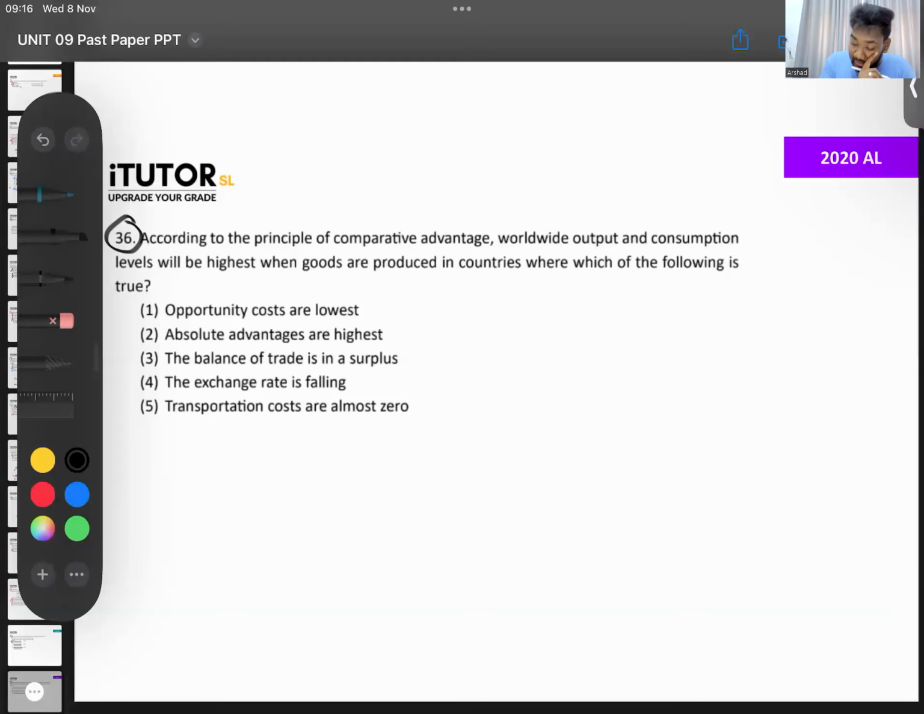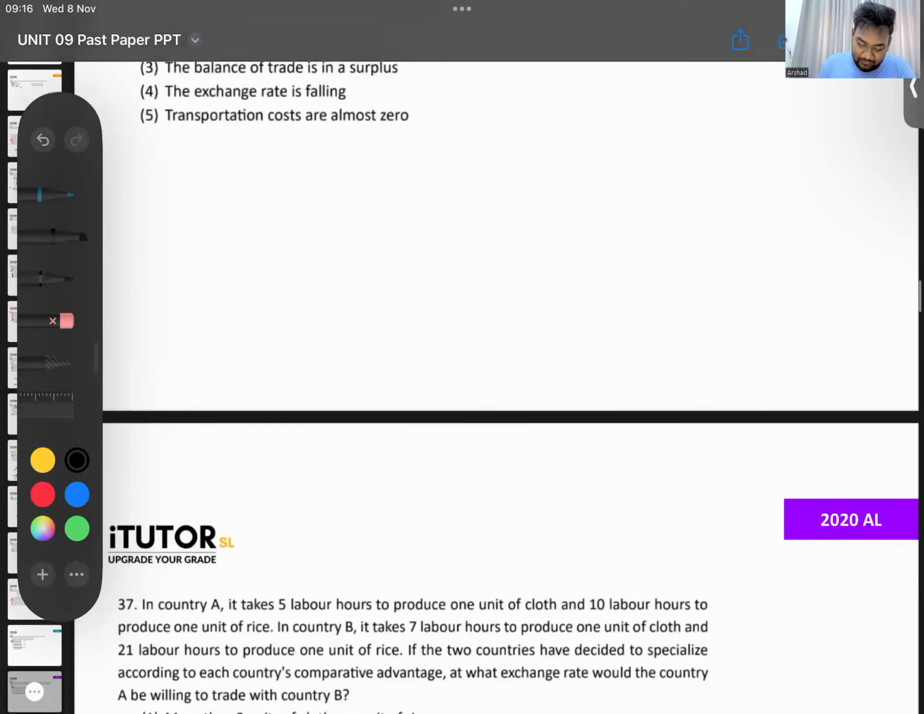According to the principle of comparative advantage, worldwide output and consumption levels will be the highest when goods are produced in countries where which of the following is true. So according to comparative advantage, what should happen? Where opportunity costs are the lowest, where absolute advantages are the highest, where the balance of trade is a surplus, exchange rate is falling, transport cost is zero. So what is the comparative advantage theory saying? If the countries produce the goods that they have the lowest opportunity cost, no? That has to be it. See, very direct, basic stuff that they keep asking.